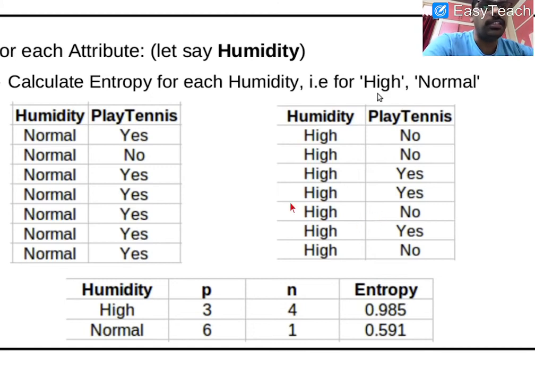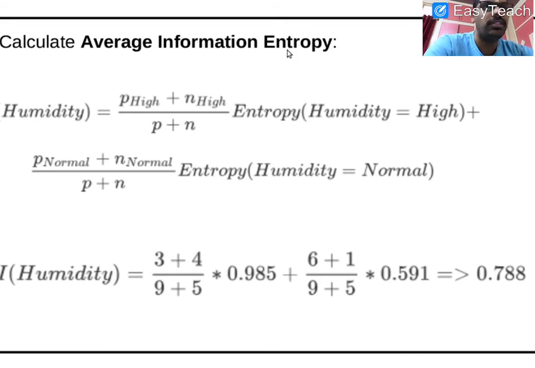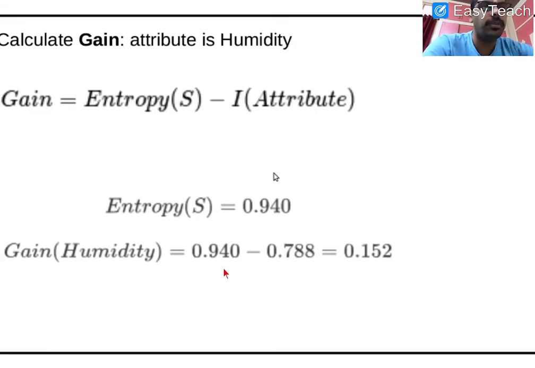And again normal and high. There are only two values, two subtables. And high, 3 positives, 4 negatives. So we computed the entropy. After computing the entropy, average information entropy, that is P high plus N. So 9 plus 5 total, and 3 is the positive whenever humidity is high, 4 negative. So whenever the humidity is high, this is the entropy of humidity high, and this is the entropy of humidity normal, and like this we are going to compute the average information entropy. After getting the average information entropy, total entropy minus average information entropy, this will be 0.152 for humidity.